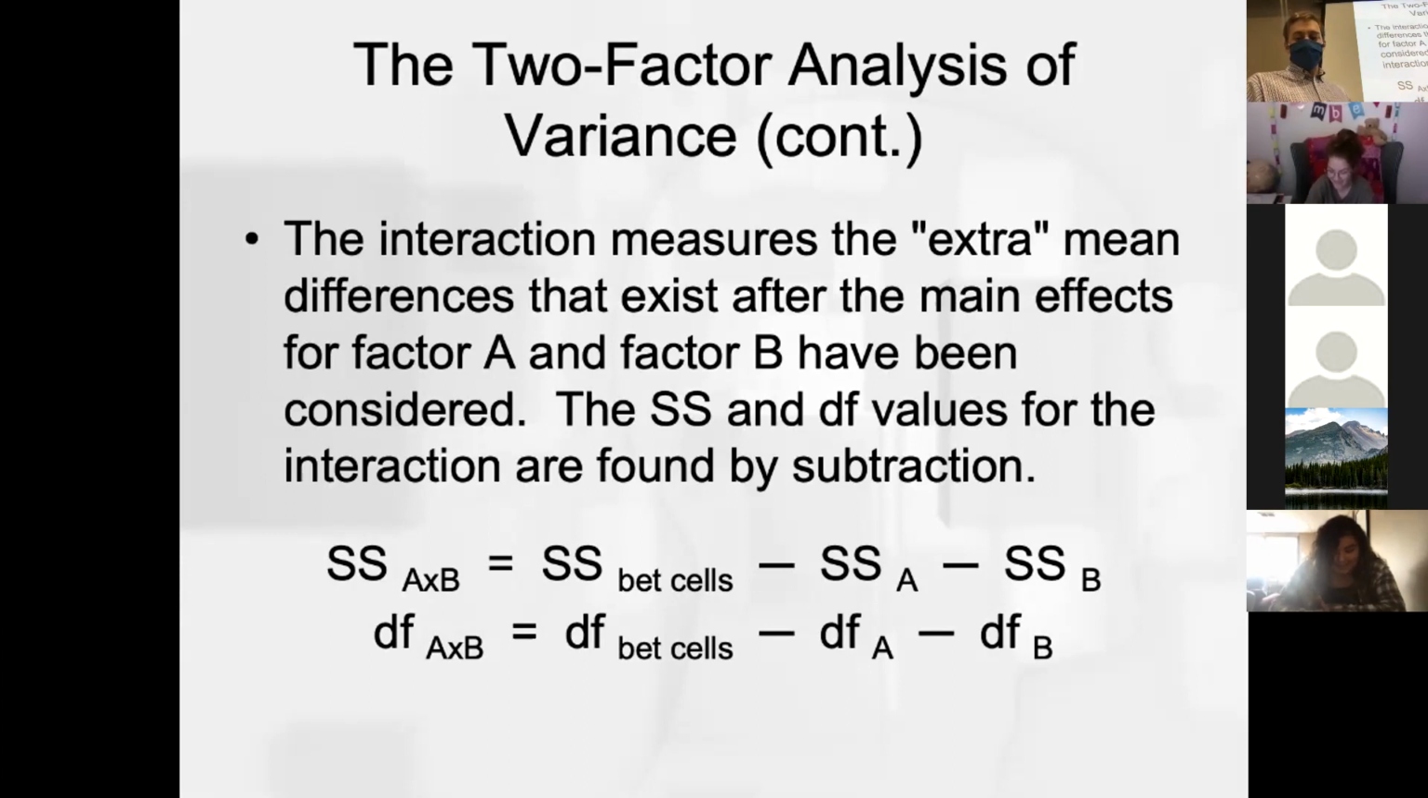The degrees of freedom values, again, are going to be the degrees of freedom between cells minus the degrees of freedom A minus degrees of freedom B.